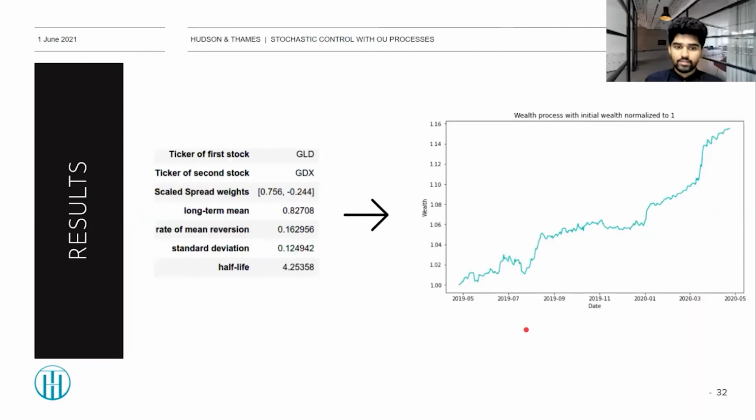So let's look at some of the results that are obtained. Here on the right hand side, we have the wealth process from May 2019 again for a period of 1 year. And here initial wealth is assumed to be 1. And you can see that we have generated quite a decent profit.